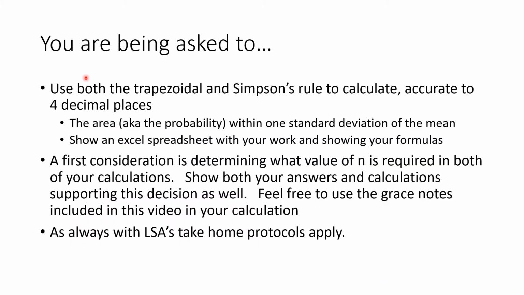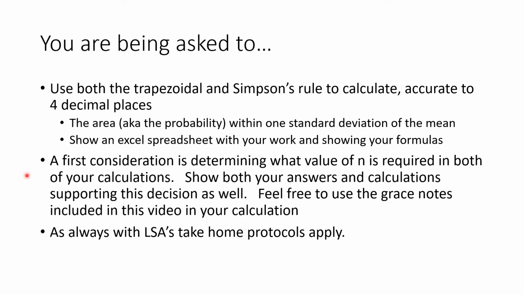So what am I asking you to do? You're being asked to use both the trapezoidal and Simpson's rule to calculate, accurate to 4 decimal places, the area, which could also be known as the probability, within 1 standard deviation of the mean. Think about what that means, please, as you're doing the problem. And you're to show an Excel spreadsheet with your work, the calculations, and also in that Excel spreadsheet show your formulas.